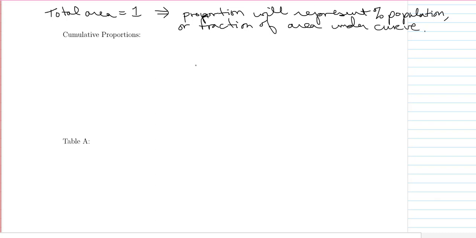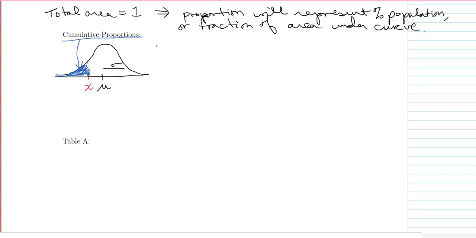Alright, so the area from x to the left is called the cumulative proportion. Let's say this is my normal curve, this is my mu, this is my standard deviation, and this is my x value that I care about. When we talk about cumulative proportion, the area from x to the left is my cumulative proportion.